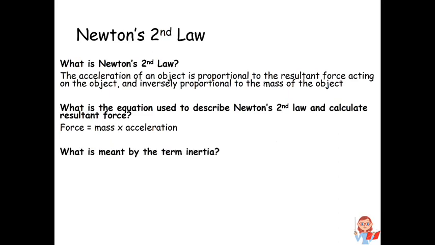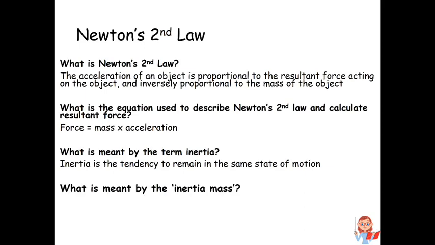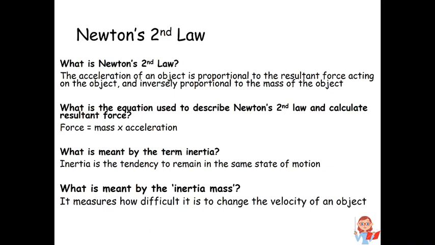What is meant by the term inertia? Inertia is the tendency to remain in the same state of motion. And what is meant by inertia mass? It measures how difficult it is to change the velocity of an object. And we can write this as an equation, m for inertia mass.